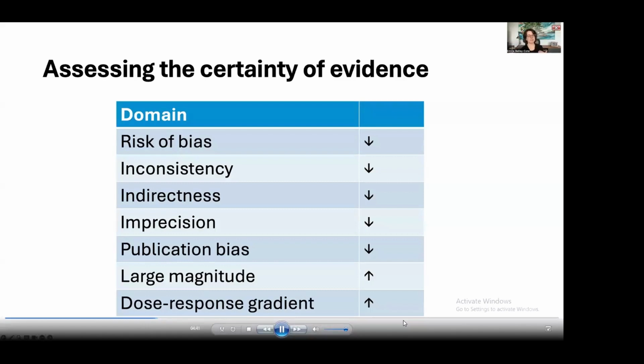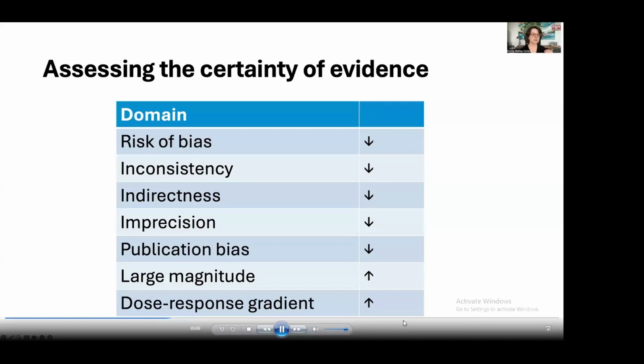The fourth domain, which is really a key domain, is imprecision. And we will dive a bit more into imprecision later, but this is how precise is your confidence interval around your estimate of effect. And can you really ensure that you have ruled out a meaningful improvement in outcome or worsening in outcome?